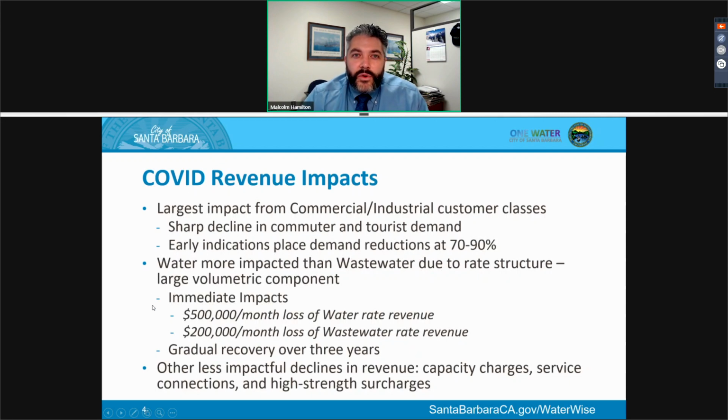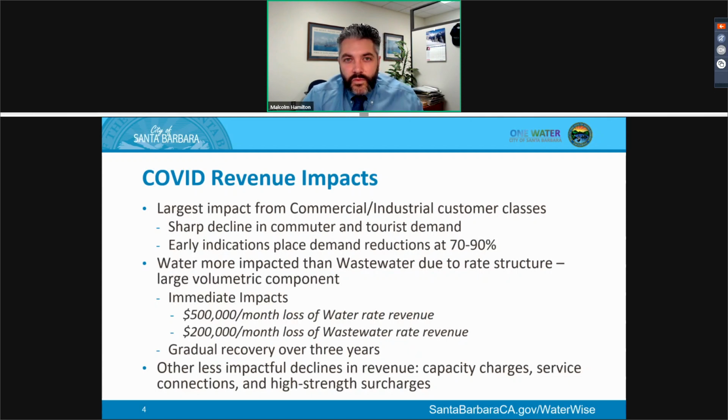However, I think everyone would acknowledge, even when the governor lifts the stay-at-home order, that water won't rebound immediately. The economy, of course, will come back gradually, as will businesses, as will business demand and tourist demand, as well as when commuters start returning to the city to work in offices and not from home.